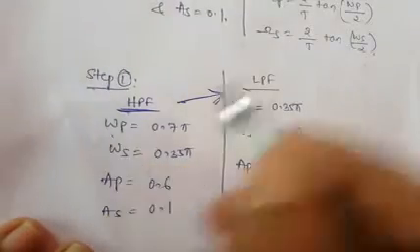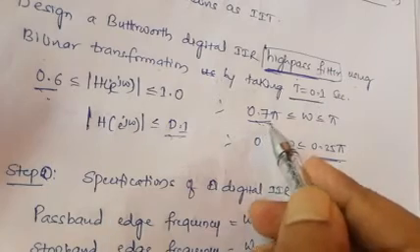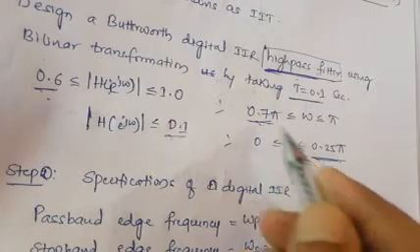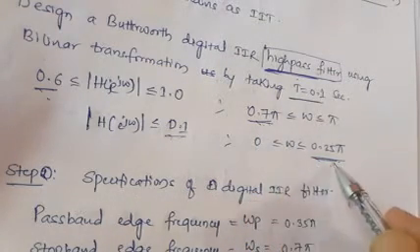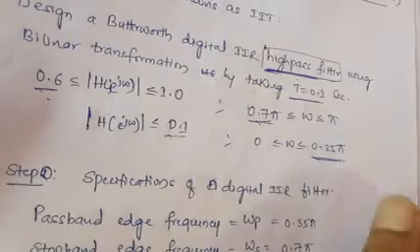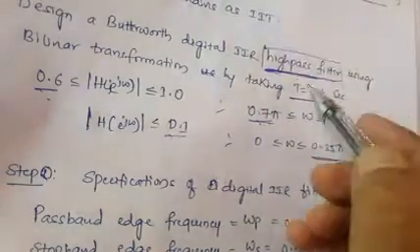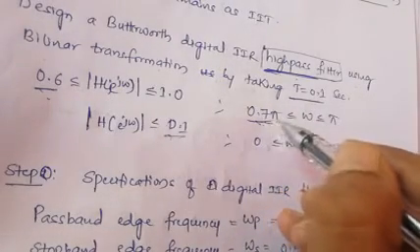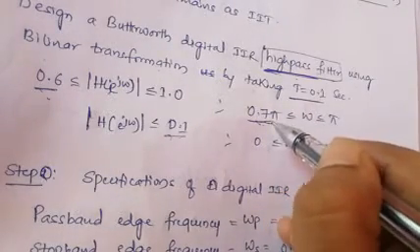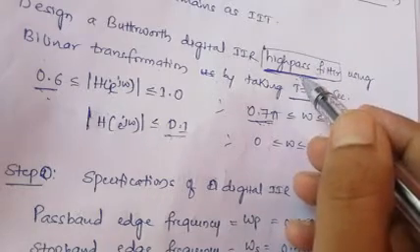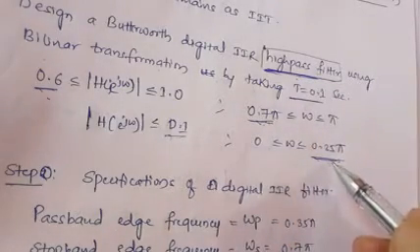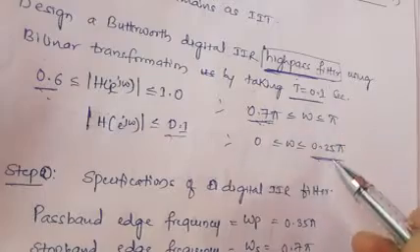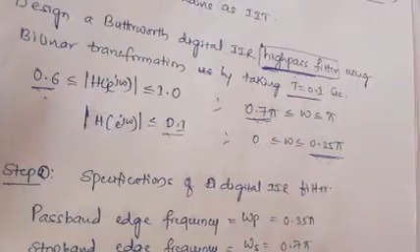In the given specifications, 0.7 pi is given as the pass band frequency, and 0.35 pi is given as the stop band edge frequency for the high pass filter. Once again I am repeating, 0.7 pi is given as the passband edge frequency of the high pass filter, and 0.35 pi is given as the stop band edge frequency of the high pass filter.